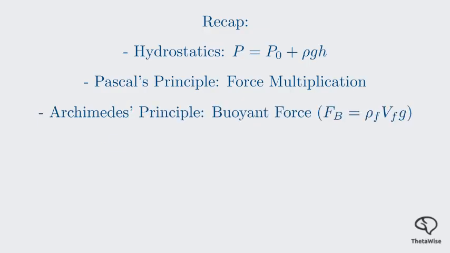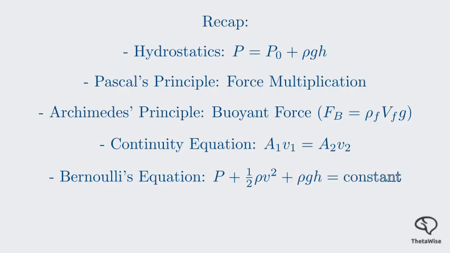Moving to fluid dynamics, we learned about Archimedes' principle, which explains buoyancy and why objects float or sink. We then covered the continuity equation, A1 v1 equals A2 v2, which shows that fluid speeds up in narrower pipes. Finally, we introduced Bernoulli's equation, P plus 1/2 rho v squared plus rho gh equals a constant, which is a statement of energy conservation for fluids and explains the inverse relationship between speed and pressure.